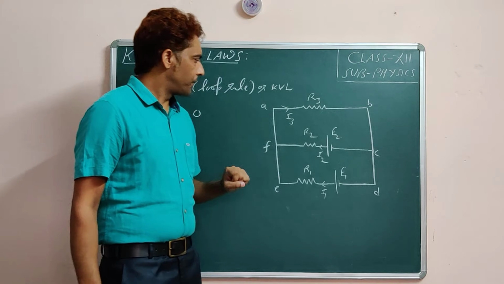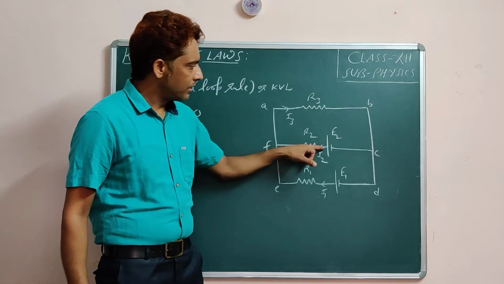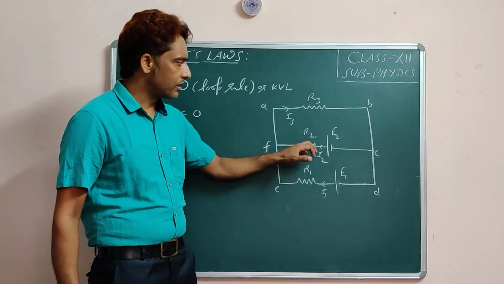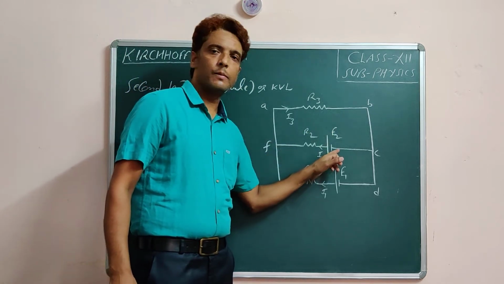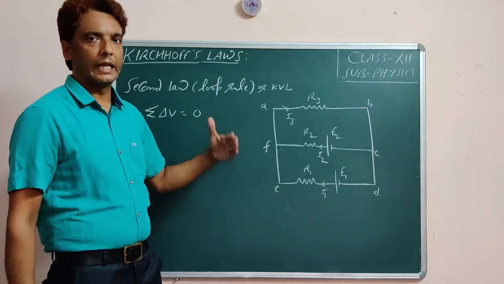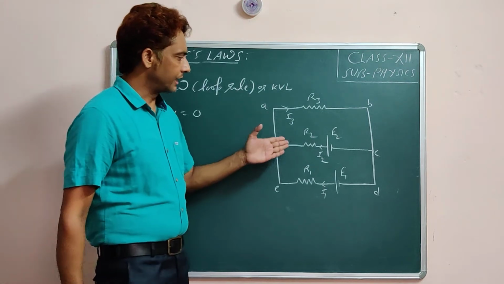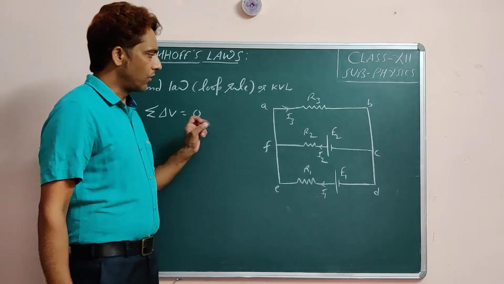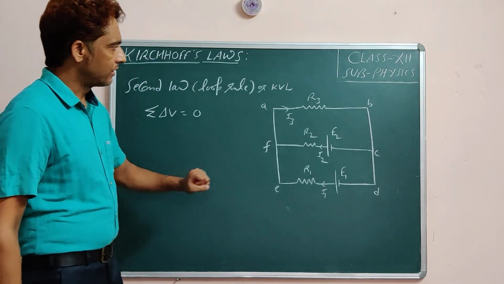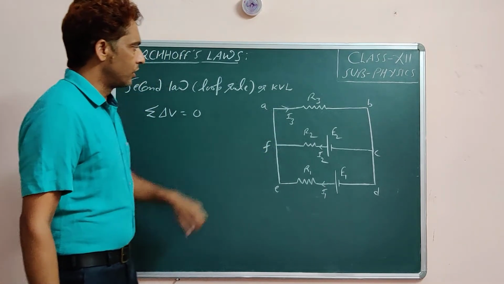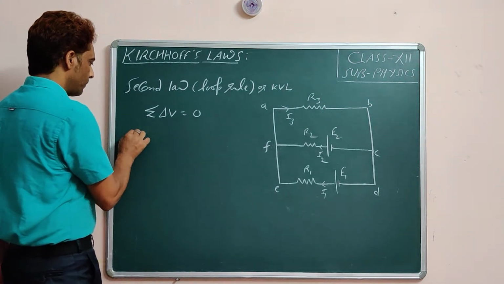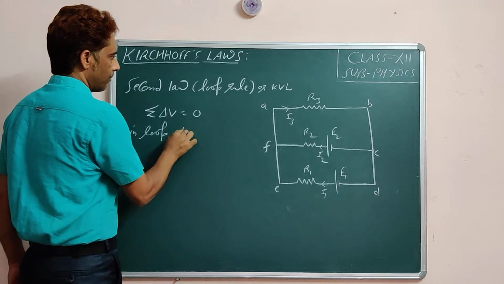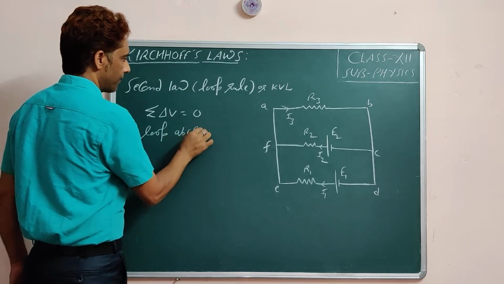Second, if during traversal the positive terminal of the cell or battery comes first, then this EMF is taken as positive, otherwise negative. So let us see how to apply this Kirchhoff's second law. Let us consider this loop A, B, C, F, A.